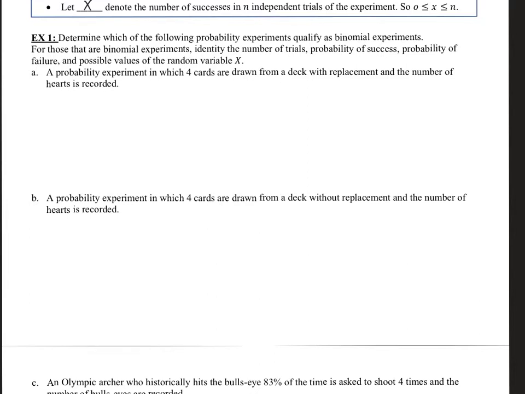Alright, so the first thing we're trying to see is if this is performed a fixed number of times. And yes, for part A, it is performed a fixed number of times. Next thing we're going to check is that the trials are independent of one another. So we pick cards and we are doing replacement. Because we're doing replacement, the trials are going to be independent of one another because we reset the deck each time. So the trials are independent.